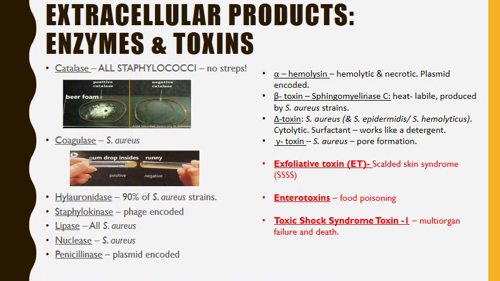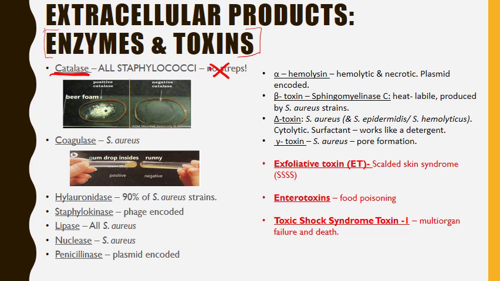All right, so Staph aureus secretes a ton of extracellular products, and they can be in the form of enzymes or toxins, doesn't necessarily matter. So we already talked about catalase, that all the staphylococci have catalase and that it converts hydrogen peroxide into oxygen and water, and that the streps do not have catalase. We talked a little bit about coagulase with clumping factor. You can kind of see the test here.